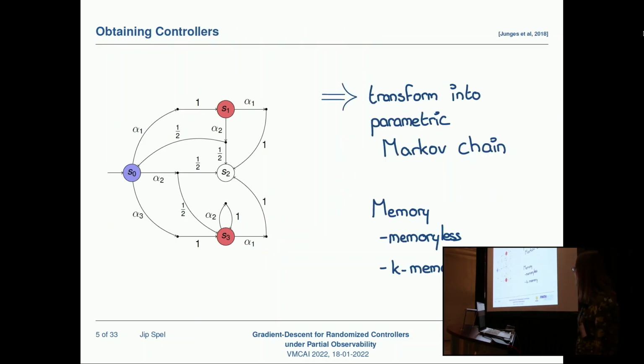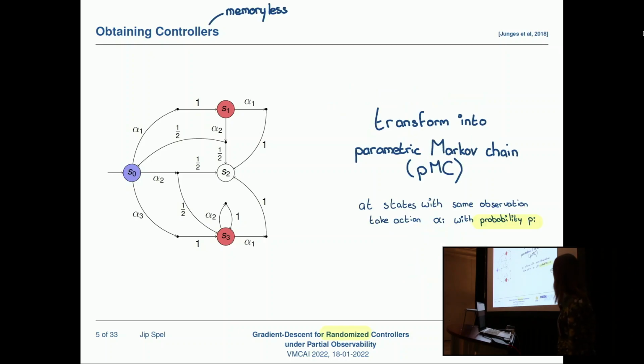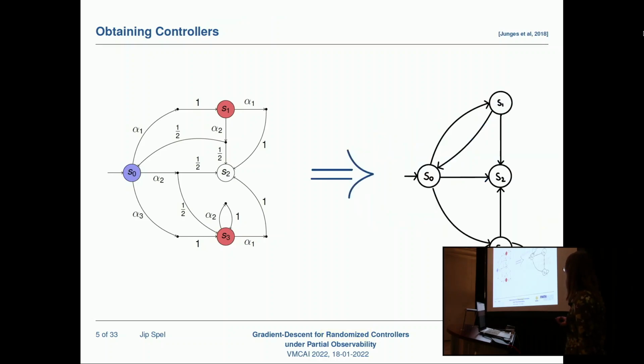To do so, we try to transform it into a parametric Markov chain. We can use this to find either a memoryless or a k-memory controller, but for this talk, I will focus on memoryless controllers. So how do we do this? We look at states with the same observation, and at these states, we take an action alpha i with probability p i. This is again the randomization, and this probability tells us what we have to do for this controller. So what does it look like?